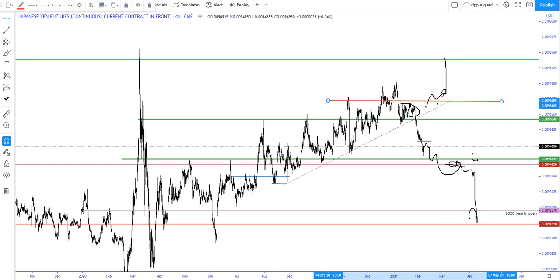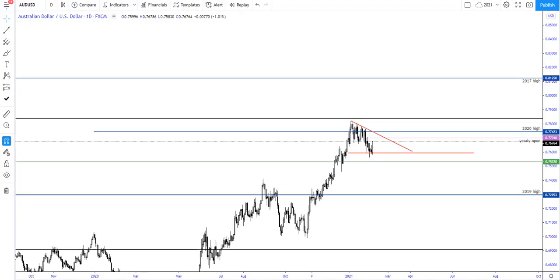Okay, so I hope that helped. That's just my brief overview of the dollar index, ES, Aussie dollar, and Aussie yen.